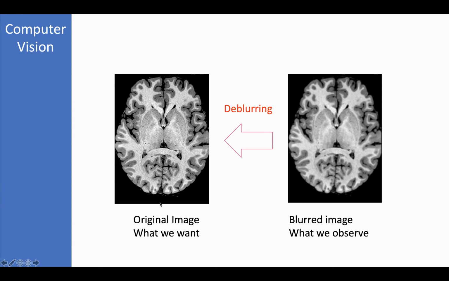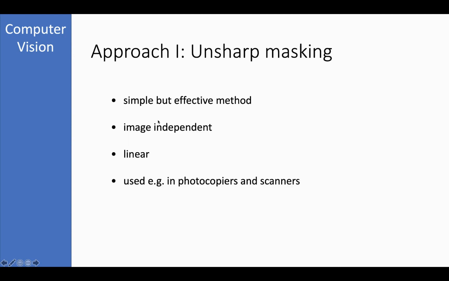For example, the image on the left has sharp contrast and very strong boundaries. On the right-hand side, the image has been blurred somehow, and we see that actually the contrast differences are lowered. So we want to go from this blurred image back to the sharp one. We will see two approaches. One of them is unsharp masking, and the other one is inverse filtering.